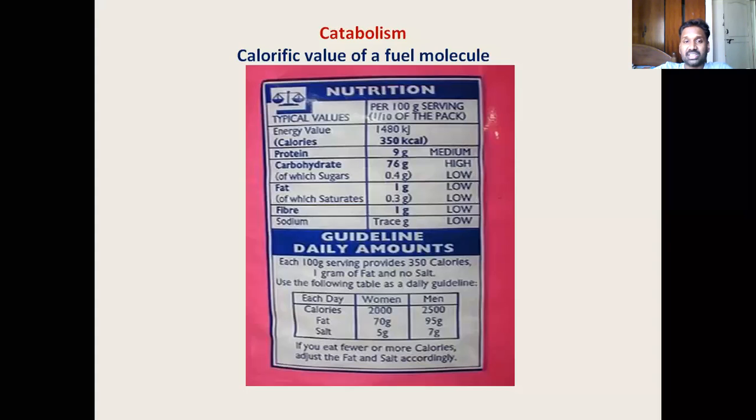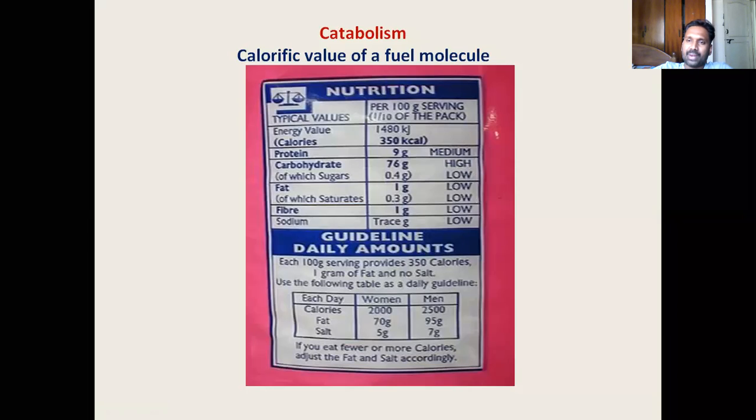What is the total energy it gives? Carbohydrates, how much carbohydrates it has, how much proteins it has, how much sugars, oils, trans fats, cholesterol. All this information will be there. And maybe you have seen figures like this, right? Calories, 350 kilocalories. Fine. So what do you mean by this 350 kilocalories, the total calories? If you eat 100 grams of that food inside the pack, you are going to get 350 kilocalories.